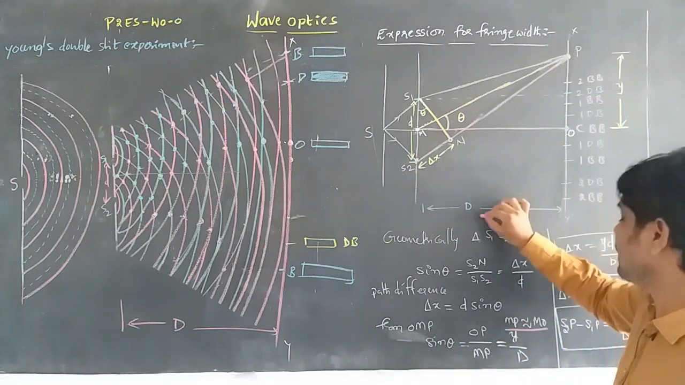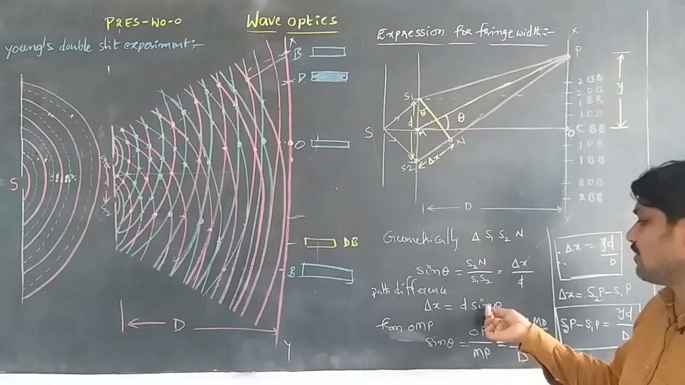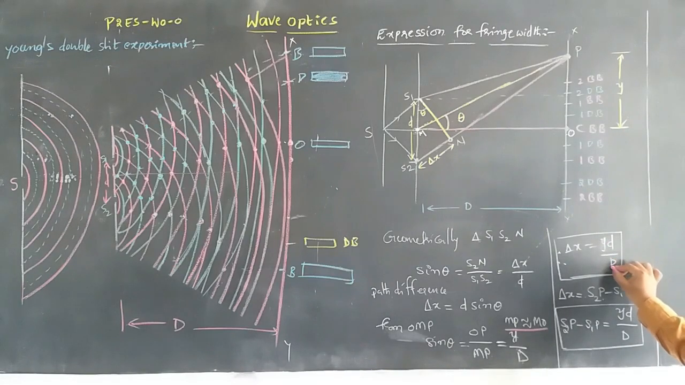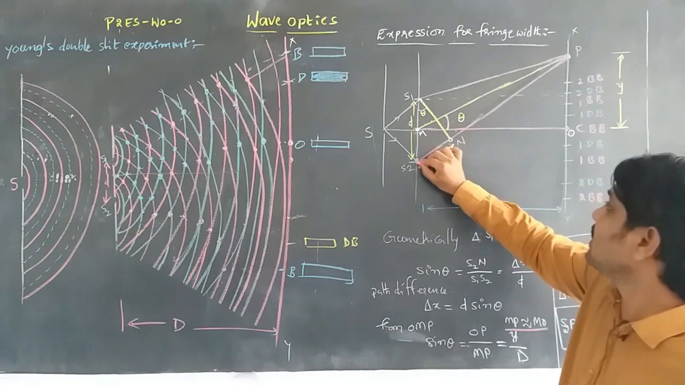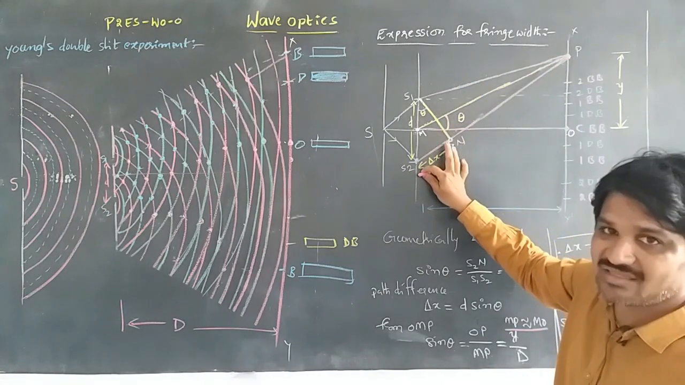So that's why here we are writing the capital D. From this we are substituting this equation in the above. Delta x is equal to d sin theta, delta x is equal to yd by capital D. We can write that, but we know that delta x is equal to S2p minus S1p, then only we can get this length, this path difference.